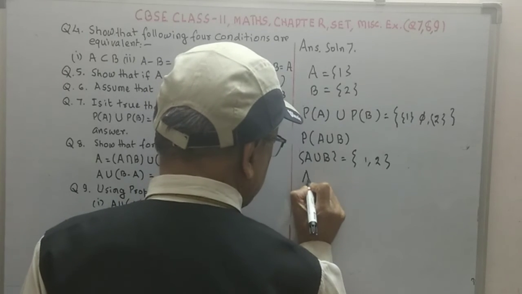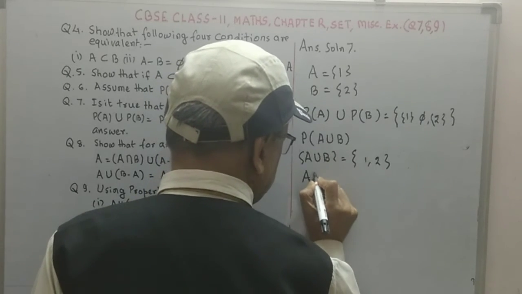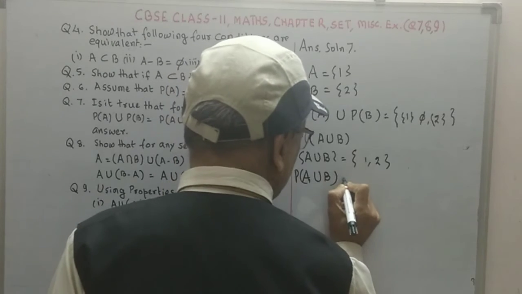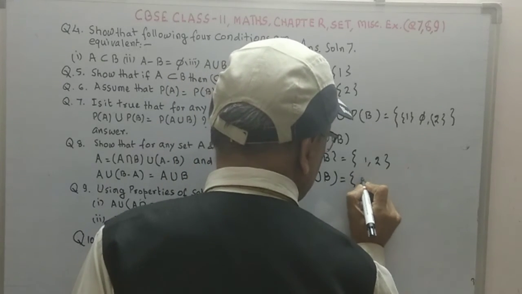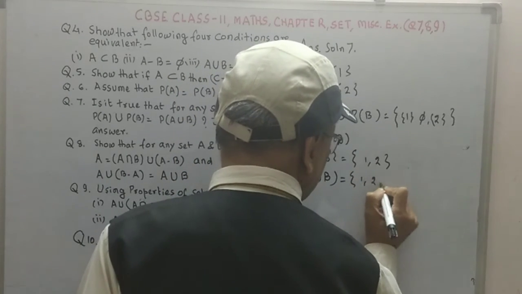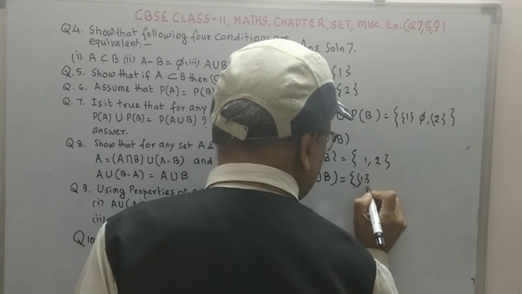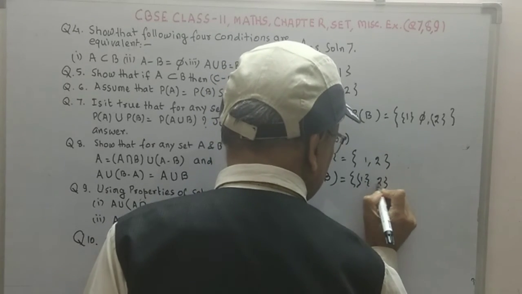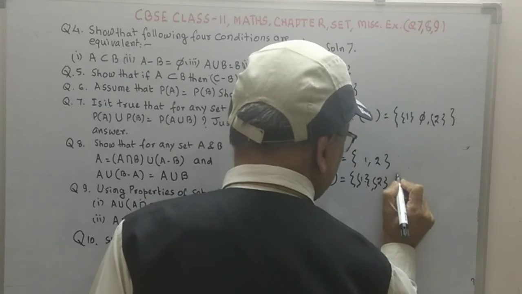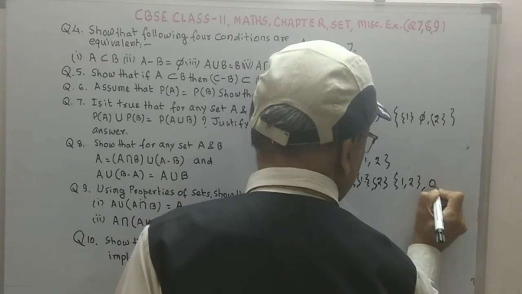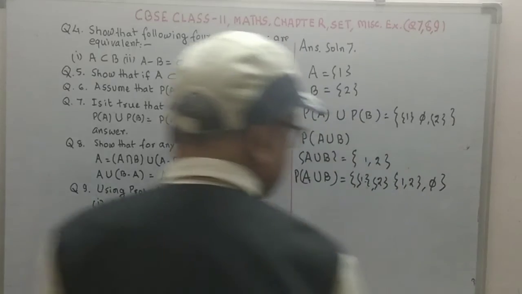Then A union B power set will be 1, 2, set 1, set 2, set 1 and 2, and 5. This will form a power set.